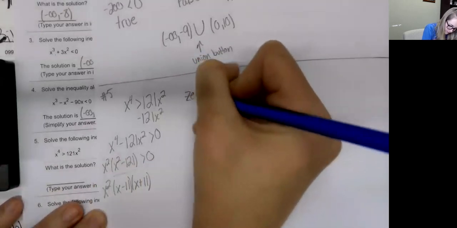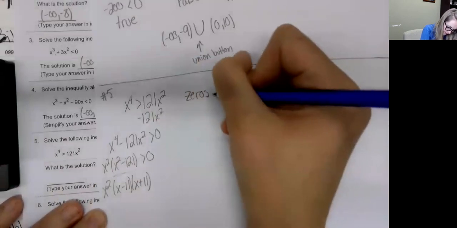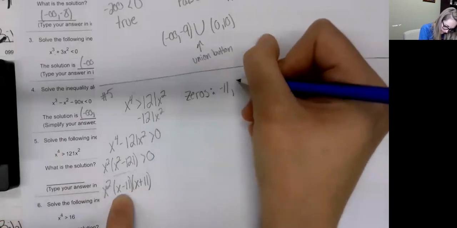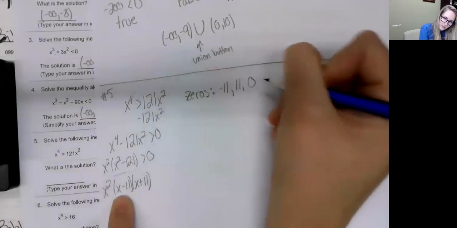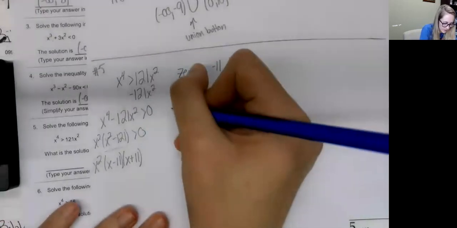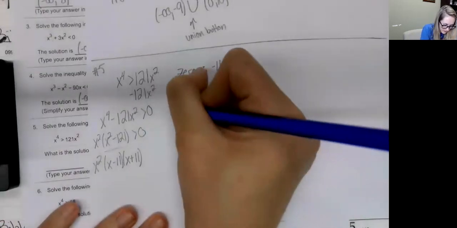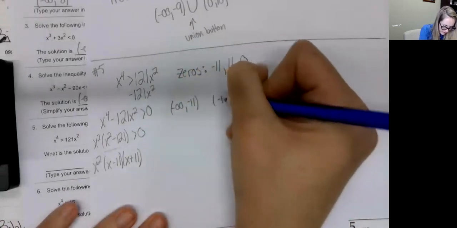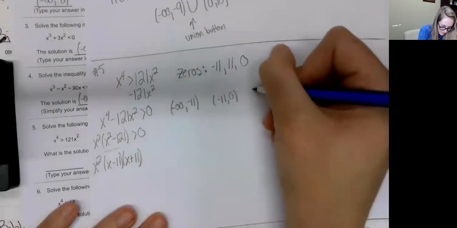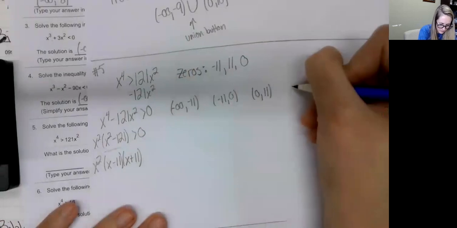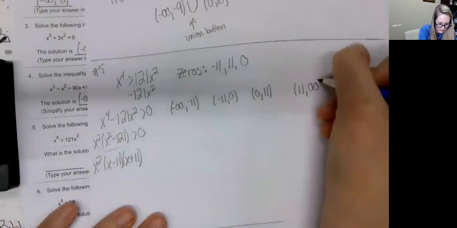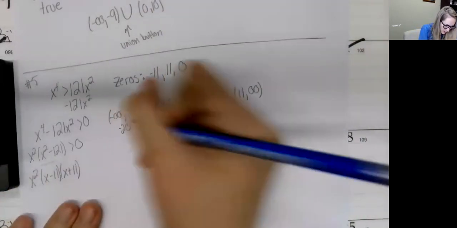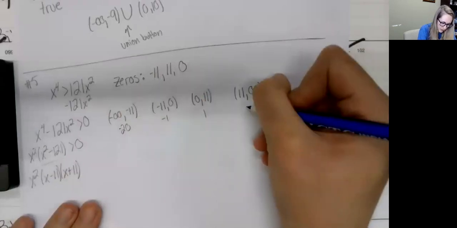Right, now our zeros. We have -11, 11, and 0. And to write it in intervals, we'd have -infinity to the smallest one, -11. Then we'd have -11 to 0. Then we'd have 0 to 11 and 11 to infinity. Now our numbers in each of these, let's do negative 20, negative 1, 1, and 20.